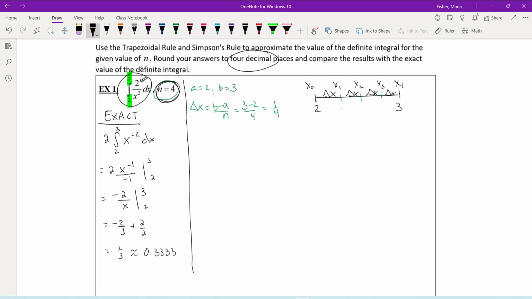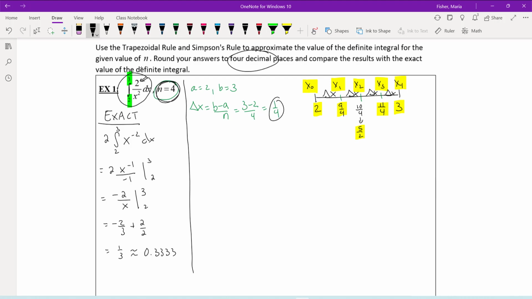If I take 2 and I add a fourth to it, so 2 plus 1/4 is 9/4. Adding a fourth again, that's 10/4. Adding a fourth again, that's 11/4. Adding a fourth again, we'd get to 12/4, which is 3. Let's also reduce 10/4 to 5/2. So we know that x sub 0, or x naught here, is 2. x sub 1 is 9 over 4. x sub 2 is 5/2. x sub 3 is 11/4. And x sub 4 is 3.